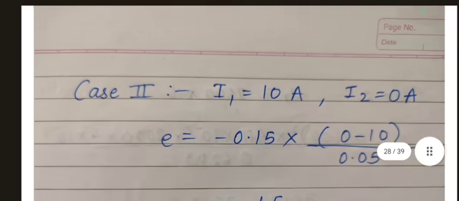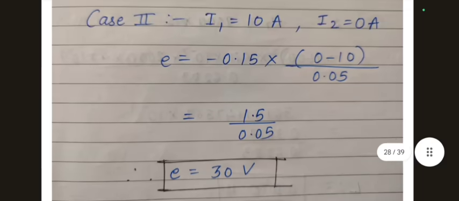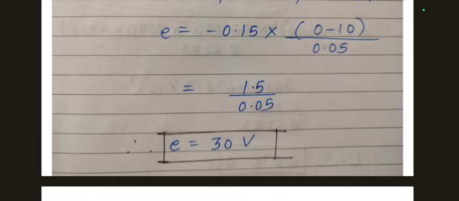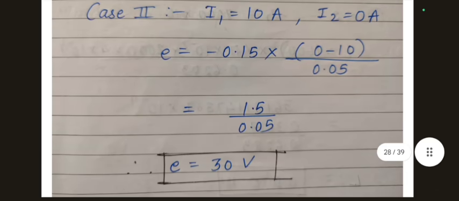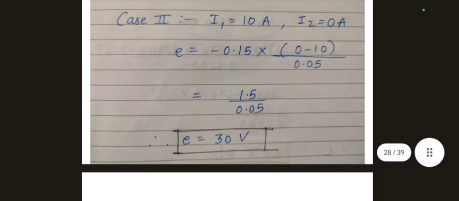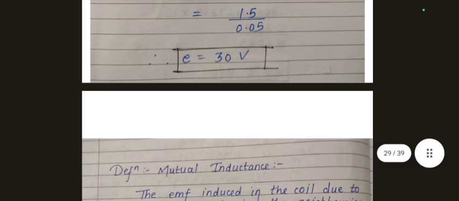So you will get E is equal to minus 0.15, that is L. L will be the same, and just multiply by 0 minus 10 upon 0.05, you will get the same, that is 30 volt. Okay, I hope you are getting the numericals also. Just practice such types of numericals and you will be clearing the concept.